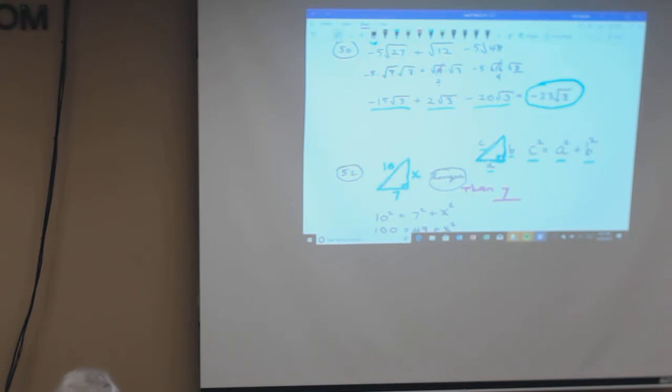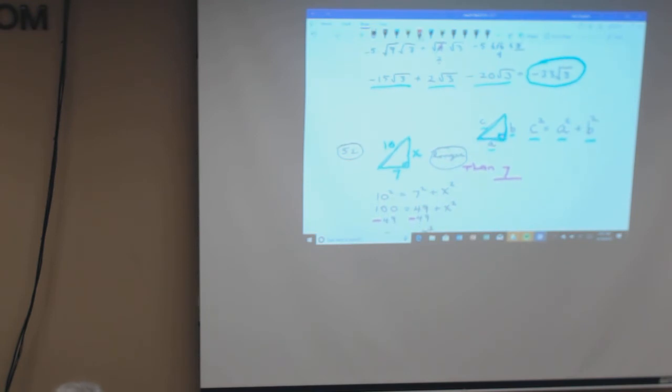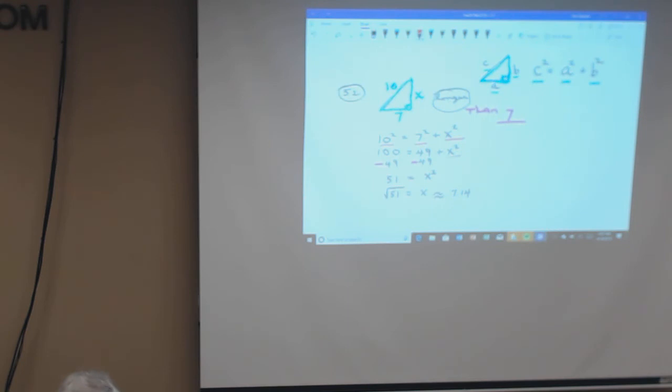So now what I do is I use the Pythagorean theorem, and I'm going, okay, so 10 squared will be 7 squared plus x squared. So that's 100 equals 49 plus x squared. So minus 49, 51 equals x squared. So I get my calculator out and I go 51 and hit my square root button. And that means x is approximately 7.14.